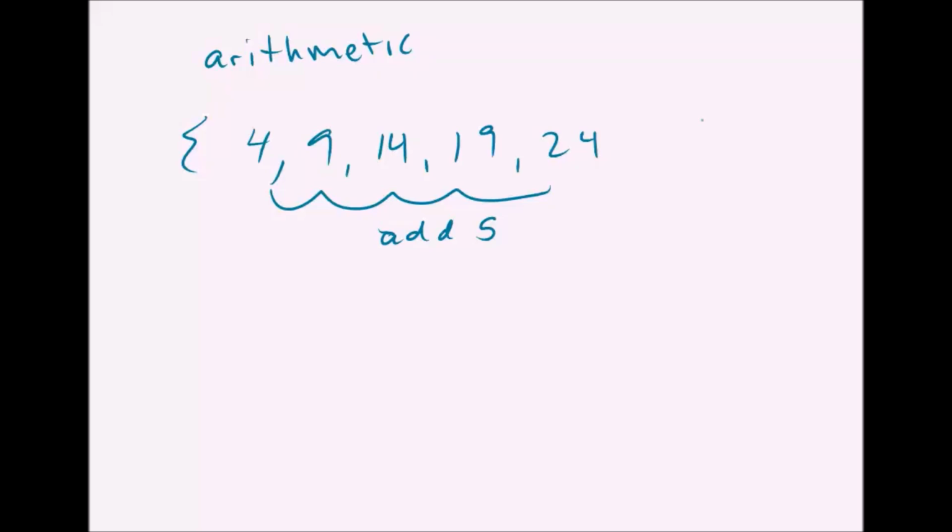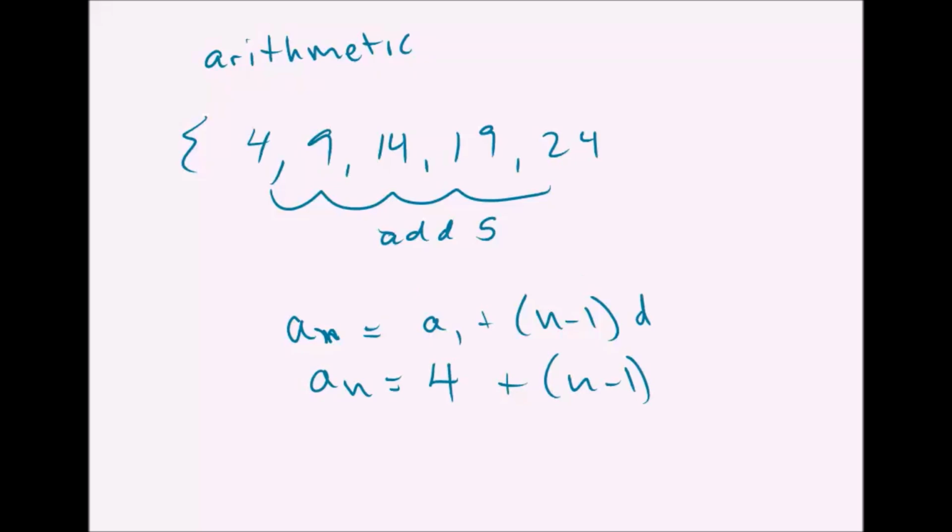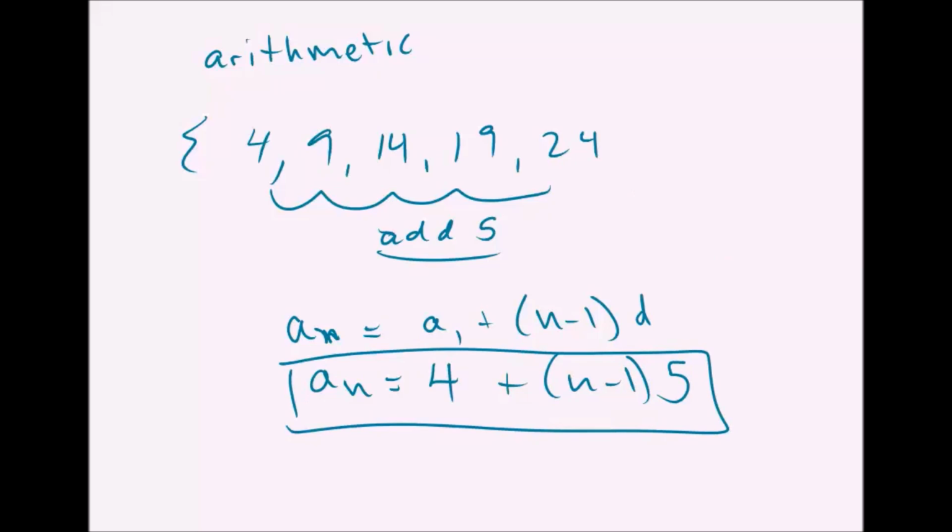When you identify it like this, you can use this simple formula, a sub n equals a1 plus n minus 1 times d, to solve for the rule of how they got this arithmetic sequence. So in the example above, a sub n equals a1, which is the first term, which is 4, plus n minus 1, we don't change that, times d, that's the difference, which is adding 5, so times 5. This is the rule for the above arithmetic sequence.